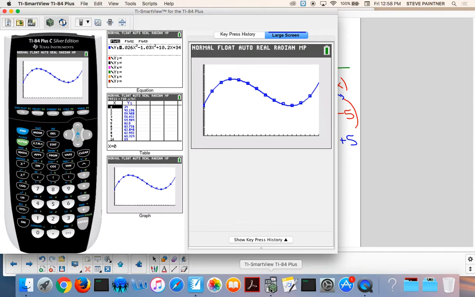Okay. Part A says use a graphing calculator to create a scatter plot of the data. Then graph the model in the same viewing window. Let's do it. How do you do it? Do you remember?